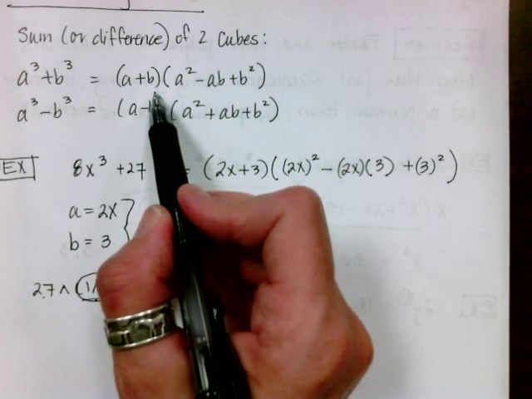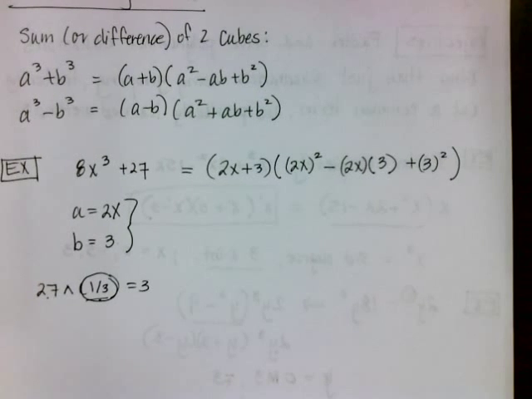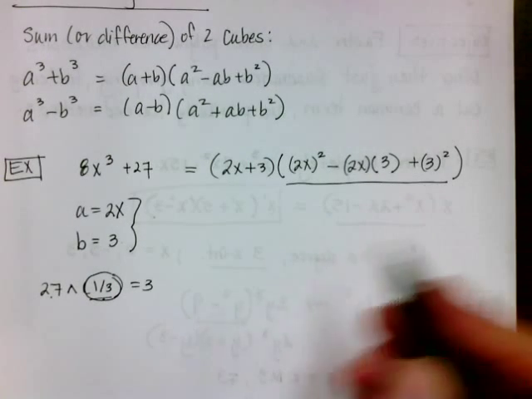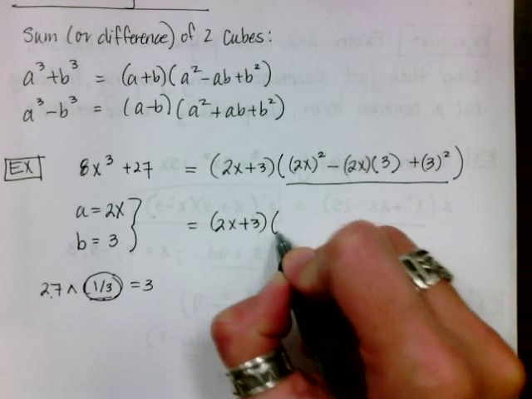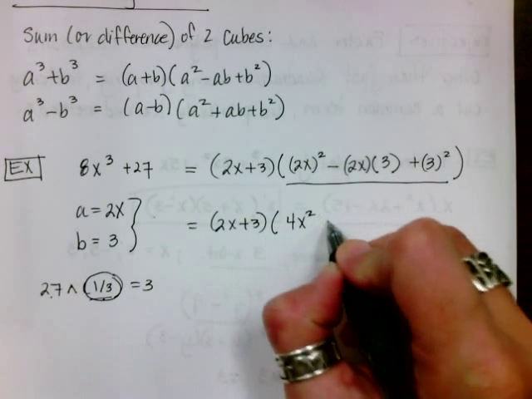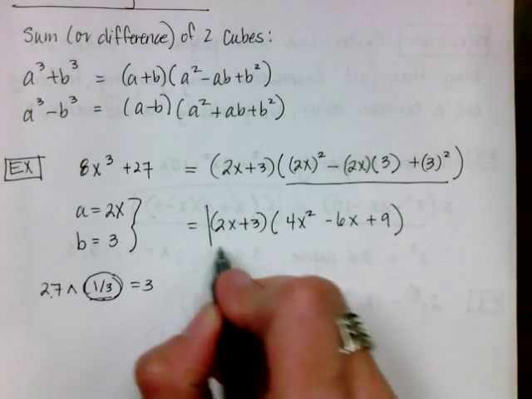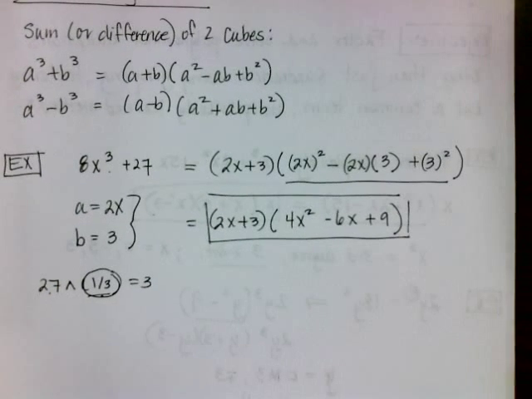So when you're doing your homework, I would recommend that you write that formula at the top of your page so that you have that for easy reference. But on a quiz or test, I'll give it to you. I now just need to simplify that piece. So this is going to be 2x plus 3, and I'm going to end up with 4x squared minus 6x plus 9. And then this would be the factors of that particular answer.